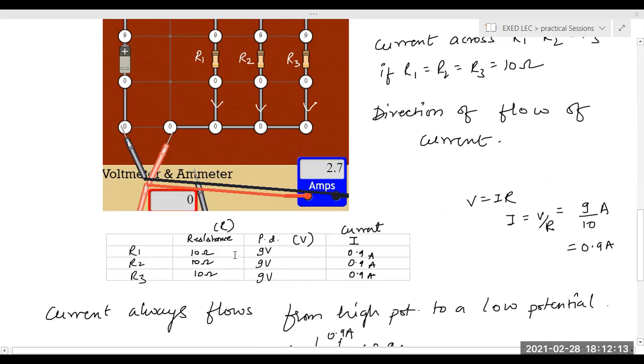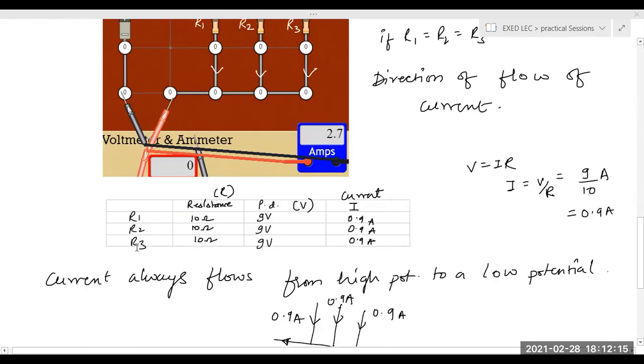Okay, so this was my calculation table that I have made. So please write your result in a calculation table. That is, you have to write your results in a tabular form.